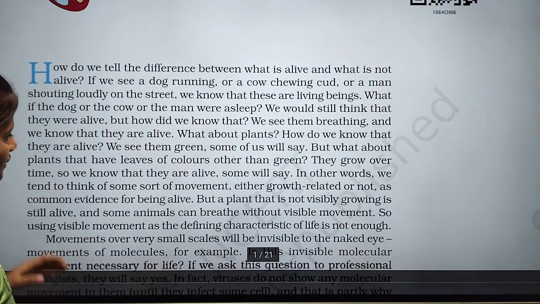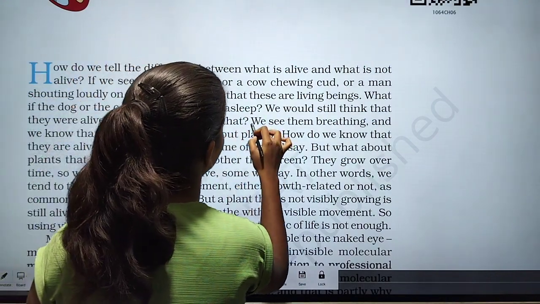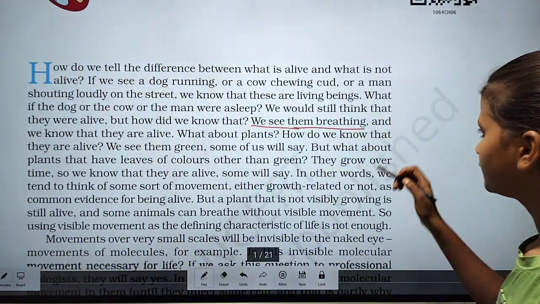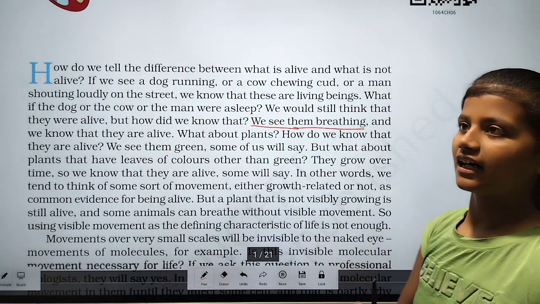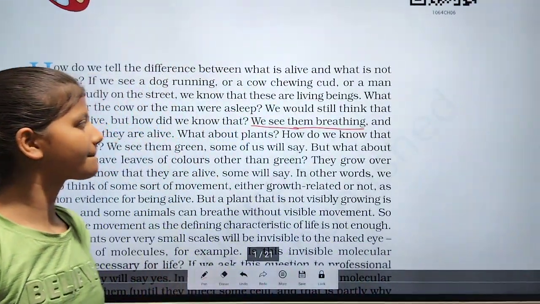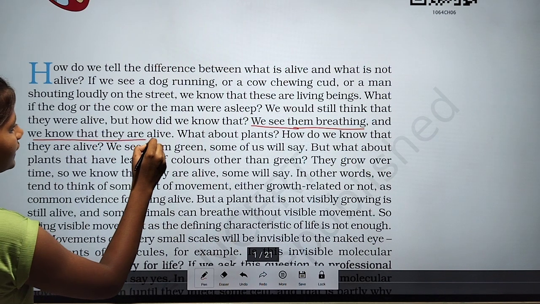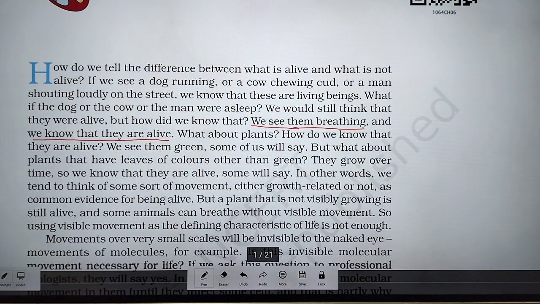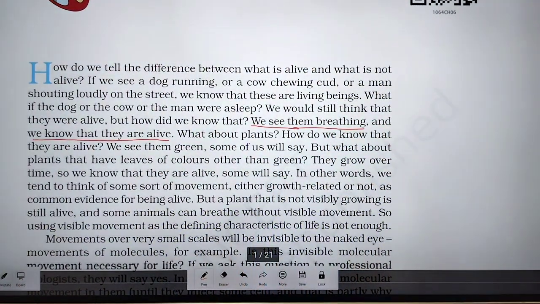You know that these are all living beings. We have seen them breathing. How did we know that? Because we see they are breathing, and we know that they are alive. If they are all breathing, then they are all alive. Okay.